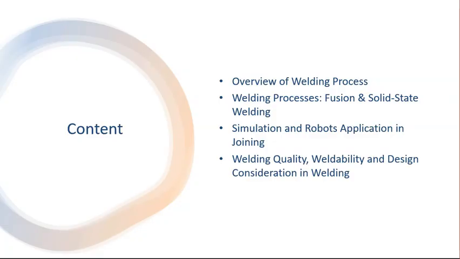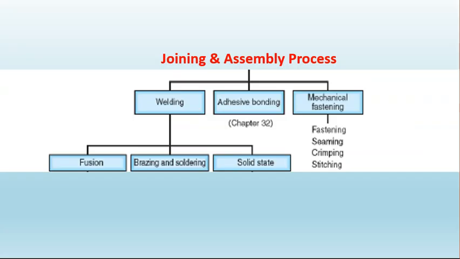So I think some of the processes in welding you have seen before, and these are the contents in which we're going to look at the welding process, in which we're going to look at fusion, solid state welding, and then there is some information on simulation and robot application in joining, and also we look at the welding quality, weldability, and design consideration in welding, which will include the welding defects.